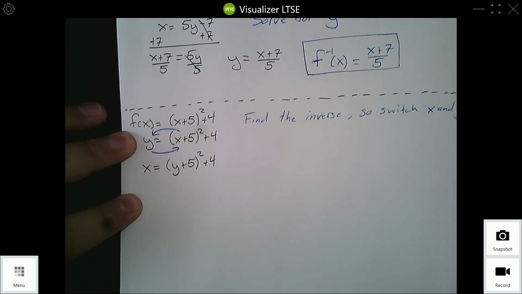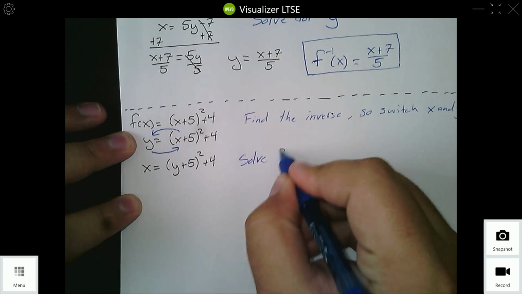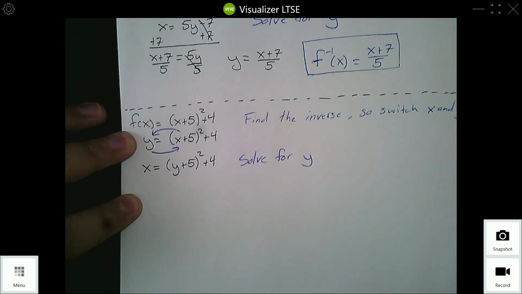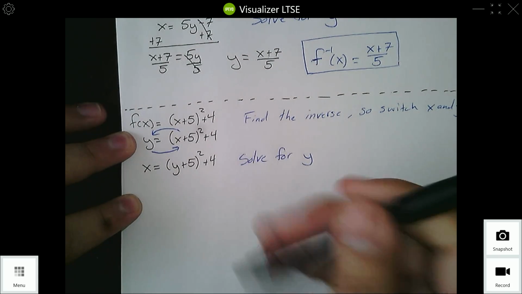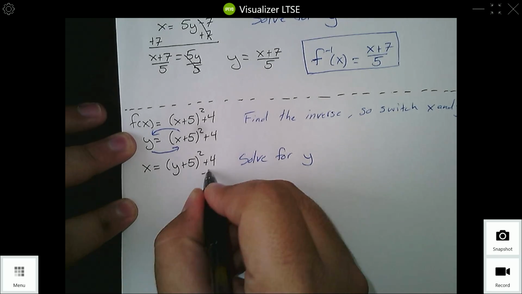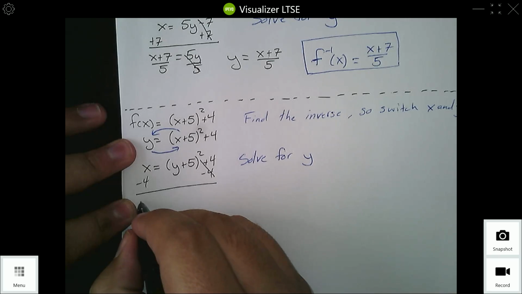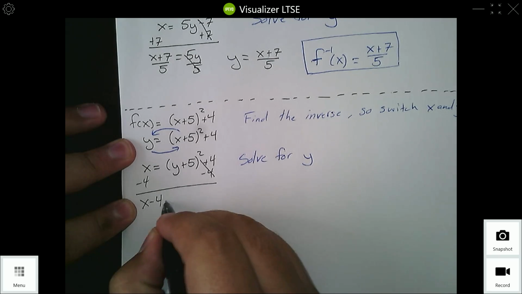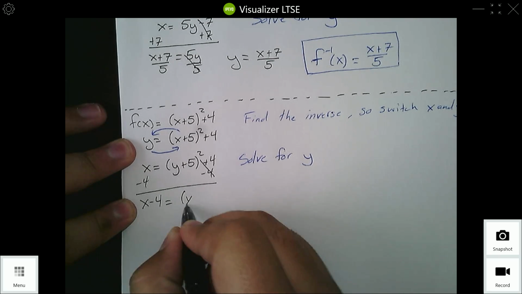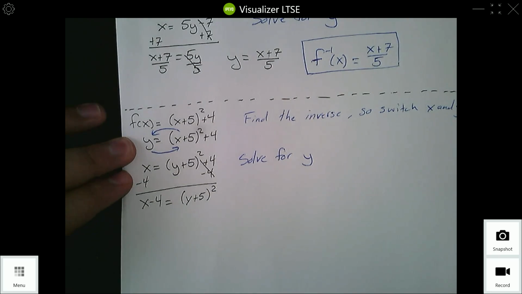Okay? Now, our final thing for this one, we do say solve for y. So I need to get y by itself. So once again, the first thing we want to do is get rid of any adding and subtracting. So I'm going to subtract 4 from both sides. That leaves me with an equation now that says x minus 4 is equal to (y plus 5) all squared.